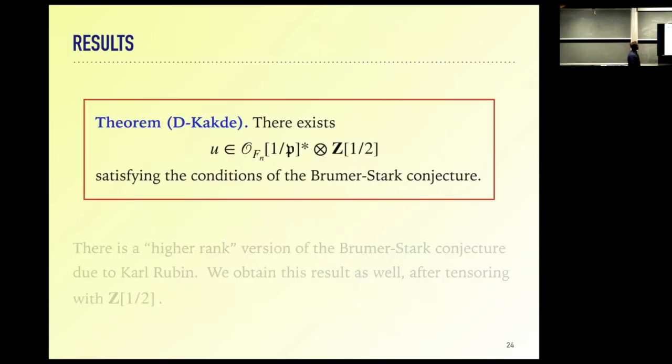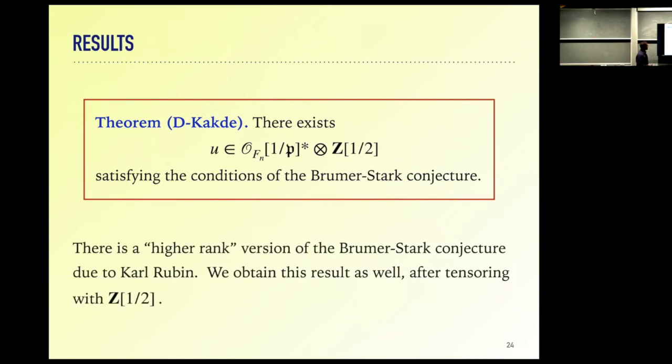Okay, so the theorem that I mentioned, I can now state it precisely. I stated it kind of vaguely earlier, which is that there exists an element. Remember, there's supposed to exist an element in O_F[1/P*]. And what we can show is there's an element in that group tensored with Z[1/2] that satisfies all the conditions of the Brumer-Stark conjecture. And there's a higher rank version of the Brumer-Stark conjecture due to Rubin and Popescu, and I guess just this part is due to Rubin. And we obtain this result as well after tensoring with Z[1/2], right? And Popescu made a refinement that maybe if I have time, we'll discuss later.